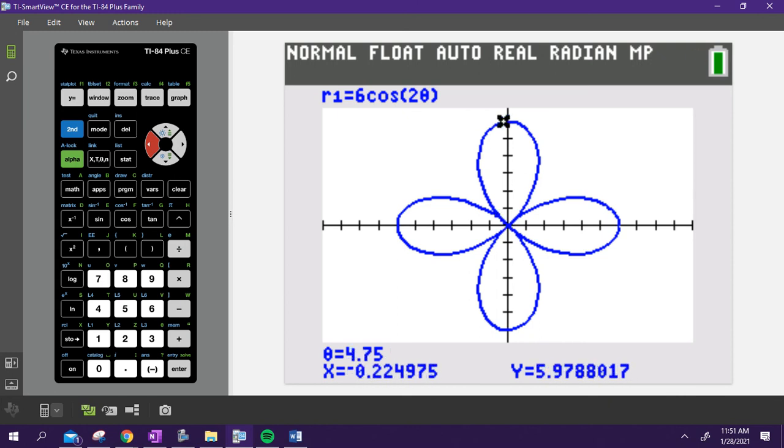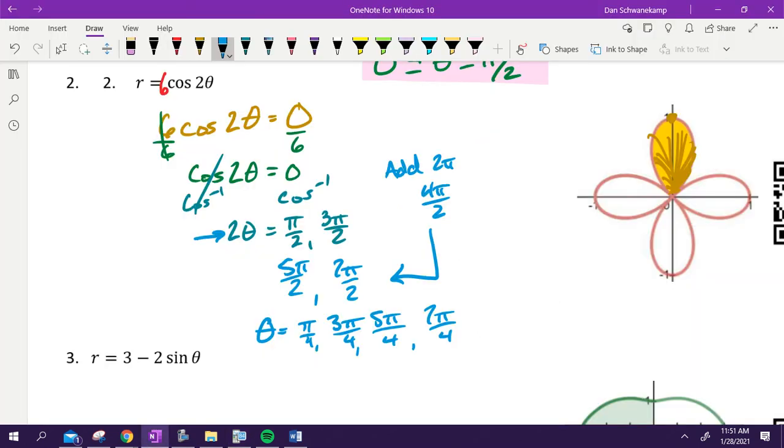So which 2 do we want? Well, we wanted this 5 pi over 4 to start and 7 pi over 4 to end. And then we get back to the start. So that's our guess. Okay? We used our brain. We used our calculator to figure it out. But we're guessing it's 5 pi over 4 and 7 pi over 4.